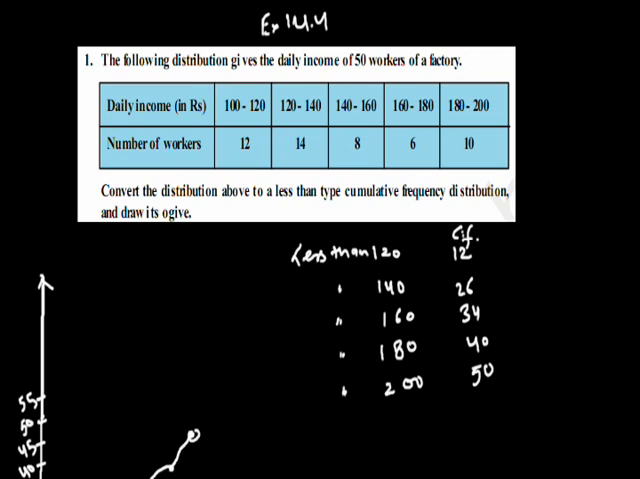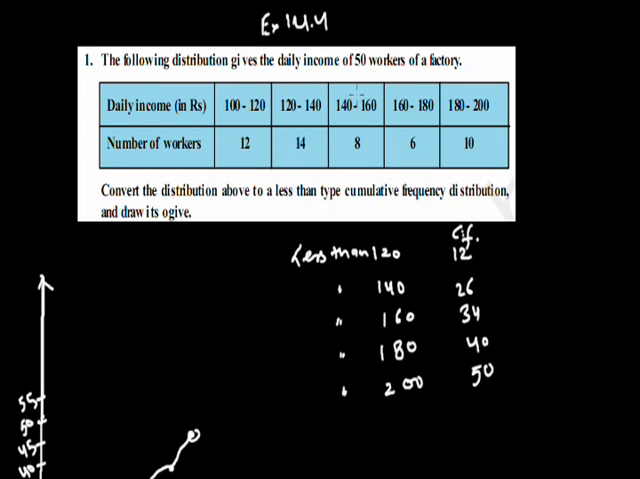Now if we want to draw in the less than form, it is less than 120, less than 140, less than 160, less than 180, less than 200. First of all, find the cumulative frequency. The cumulative frequency for less than 120 is 12, less than 140 is 26, less than 160 is 34, less than 180 is 40, and less than 200 is 50.